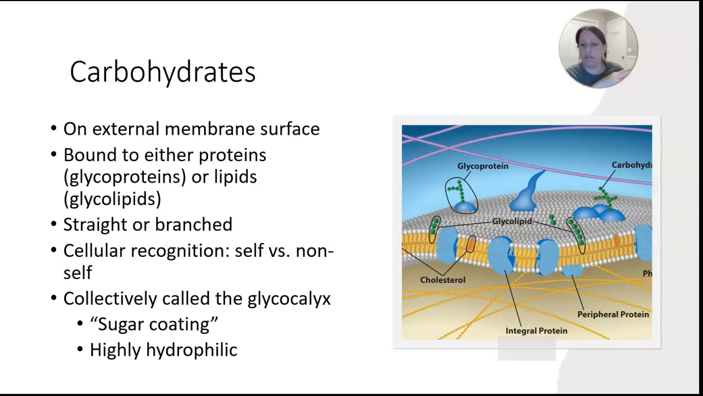Collectively, all of the carbohydrates found on your surface is called the glycocalyx, which literally means sugar coating. These carbohydrates have multiple functions. They are also highly hydrophilic, so they will pull water towards the surface of your cells, and with that water will come ions and nutrients, so it's important for your cell to have that sugar coating.